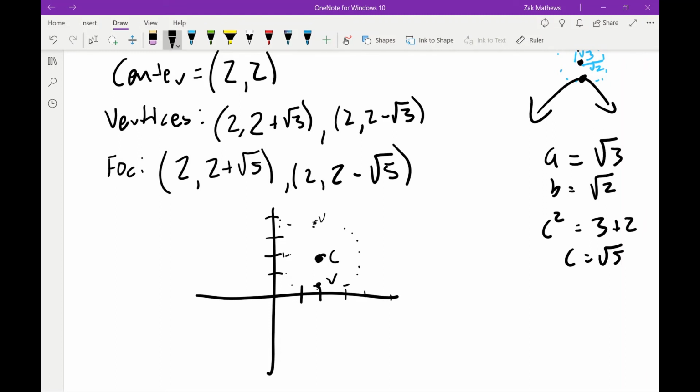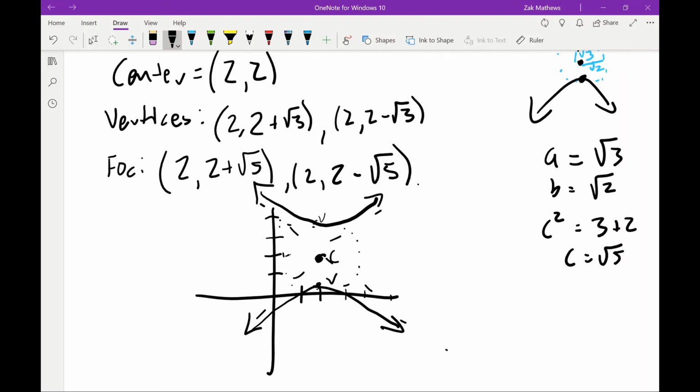And so then I'm going to draw my asymptotes to the corners of those imaginary boxes. Again, graph paper makes this a little bit easier. And I want to draw my curve going through my vertex, approaching my asymptotes. So there would be my hyperbola.